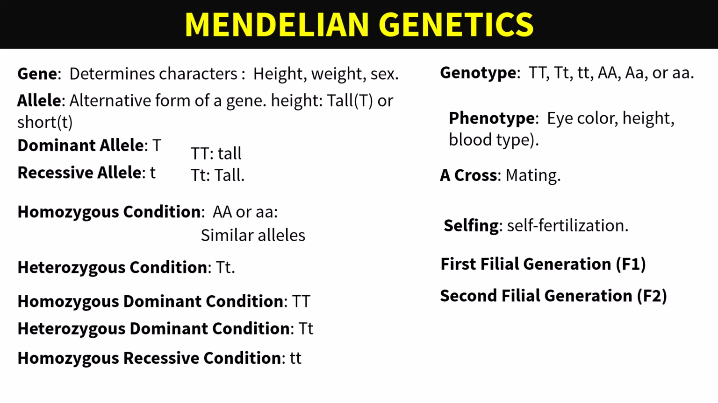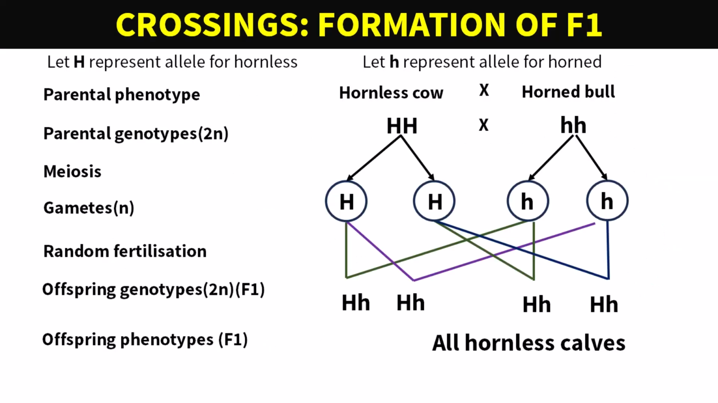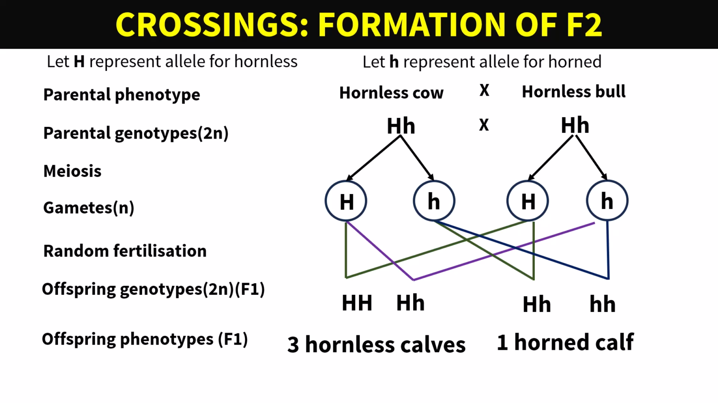The F2 generation is the generation produced by interbreeding individuals from the F1 generation. Trial questions. Pause and try out the questions. This is the result for the F1 generation. This is the result for the F2 generation.